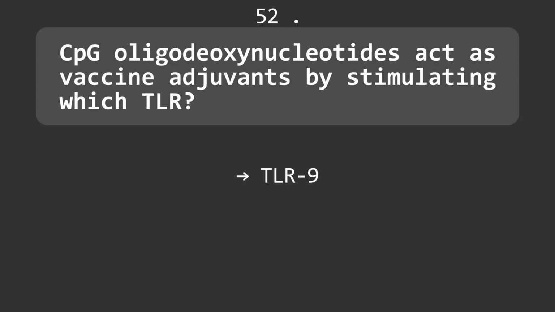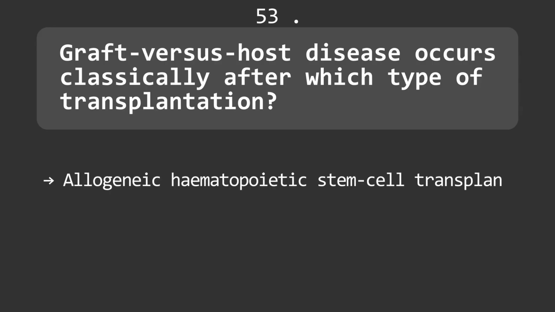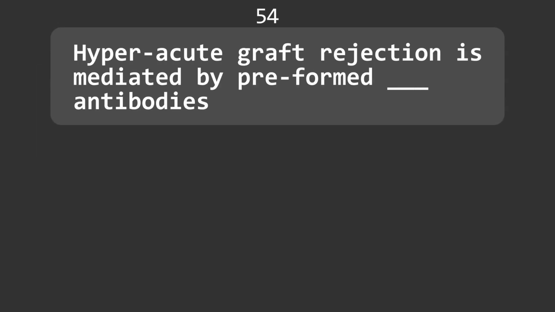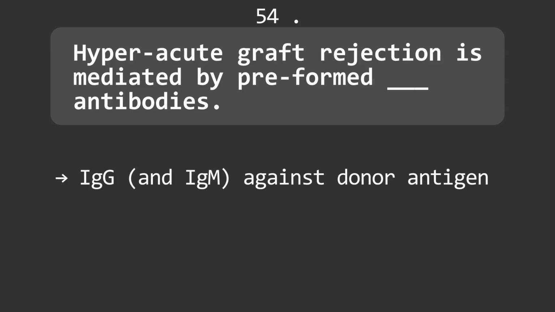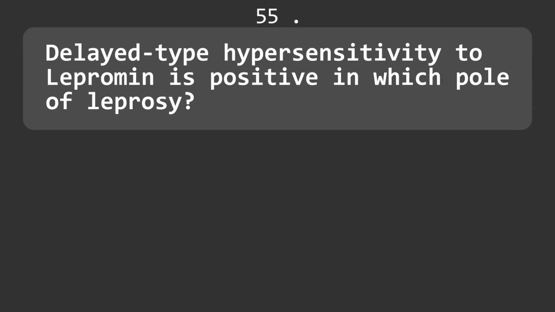TLR9. Graft versus host disease occurs classically after which type of transplantation? Allogeneic hematopoietic stem cell transplant. Hyperacute graft rejection is mediated by preformed antibodies, IgG and IgM, against donor antigens. Delayed type hypersensitivity to lepromin is positive in which pole of leprosy? Tuberculoid pole.